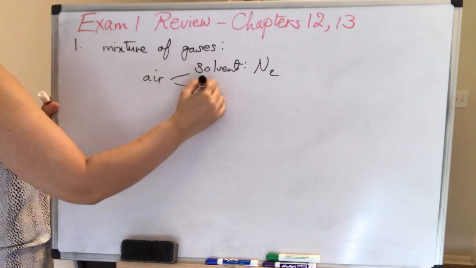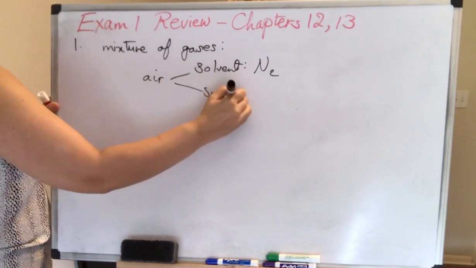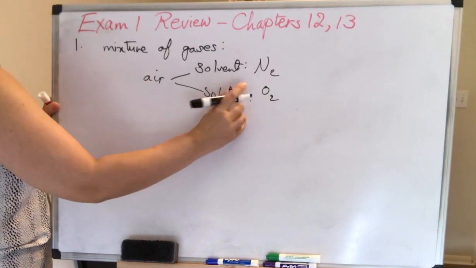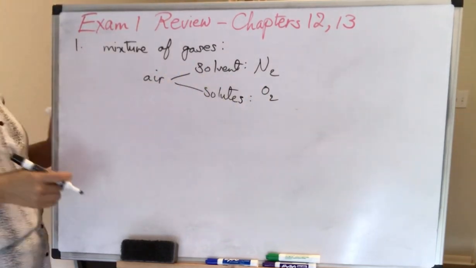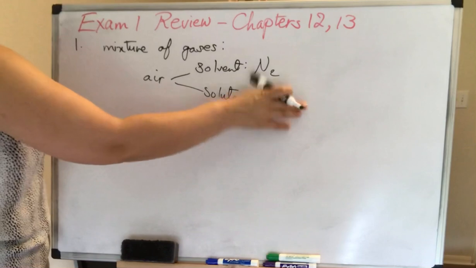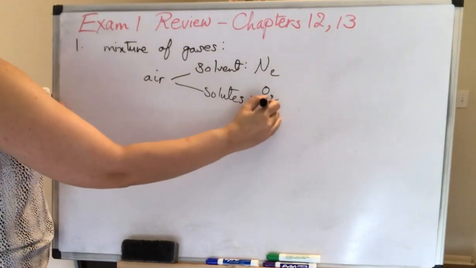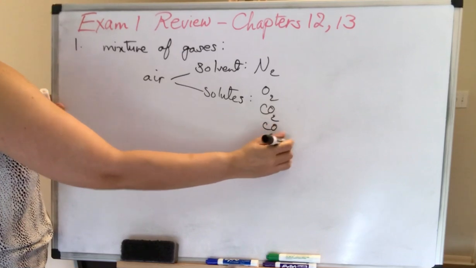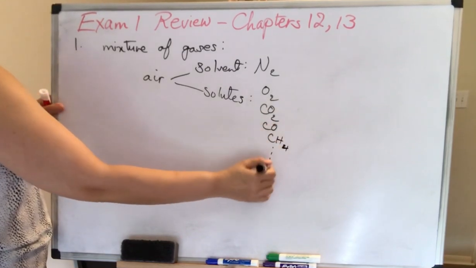Nitrogen. And the solutes, you have more than one solute. It's going to be oxygen. We need oxygen, but it's not more abundant. So don't mix it with nitrogen. Oxygen, carbon dioxide, carbon monoxide, methane, and many other gases.